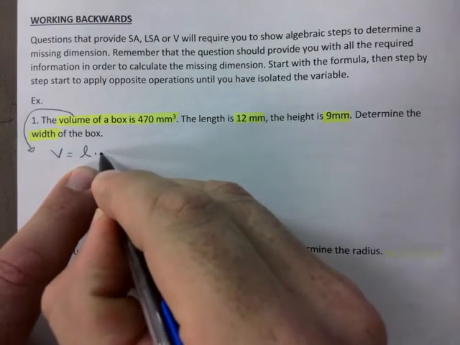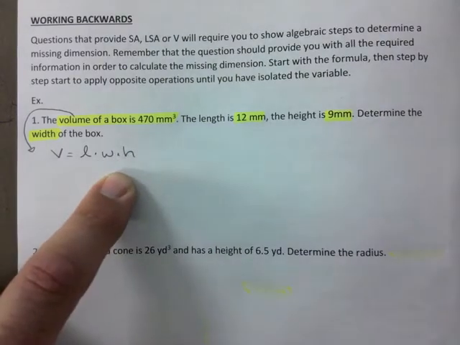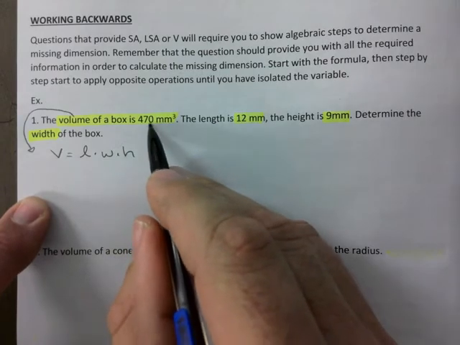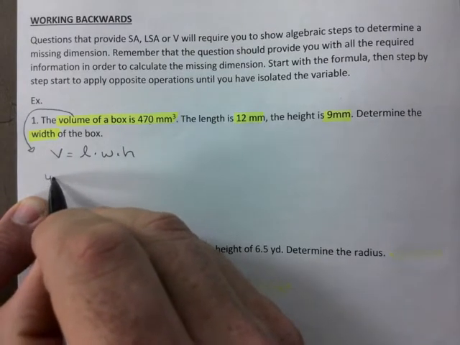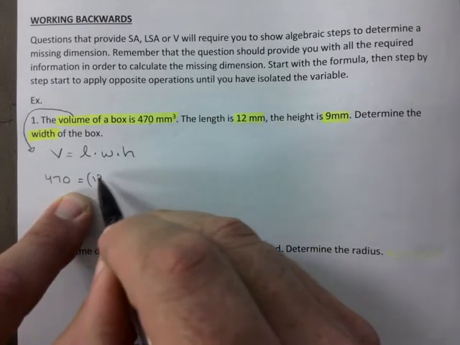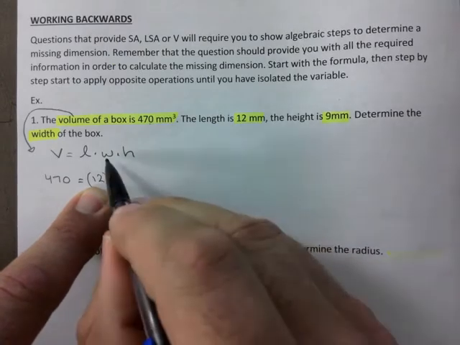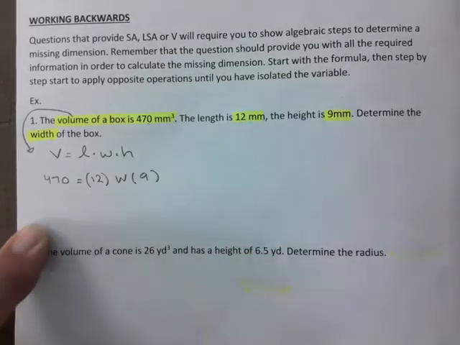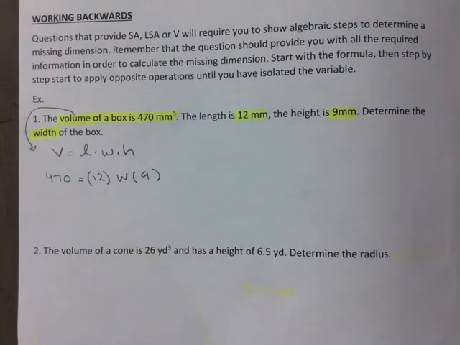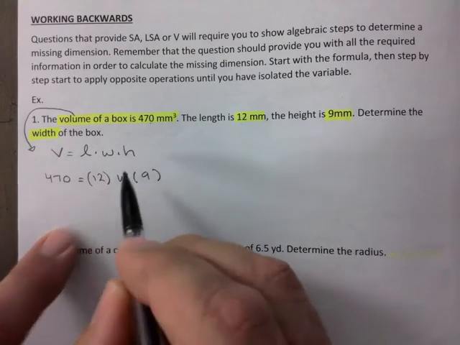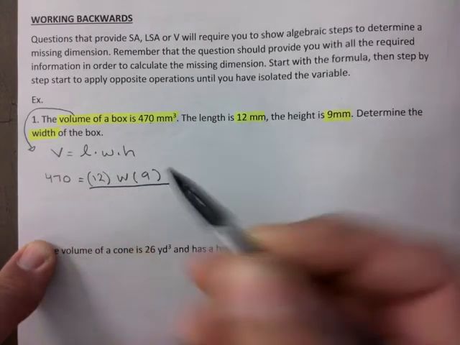And I know that for a box, it's length times width times height. And so let's plug in what we know. The 470 goes on the left side. The length is 12. I'm going to put that in brackets. My width is unknown, and the height is 9. So everybody at this point should be like, yeah, I get what's happening there. I'm going to do this a little bit faster, though. The only thing that's happening on the right side is multiplication. So watch what I'm going to do here.